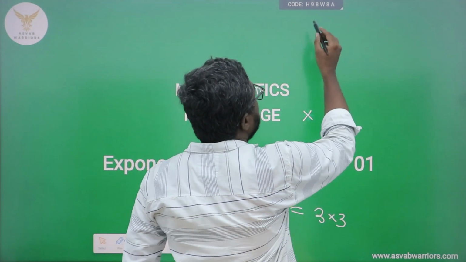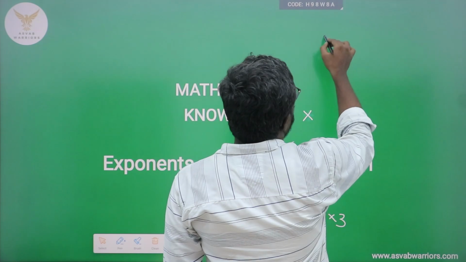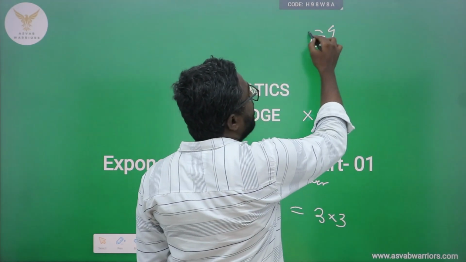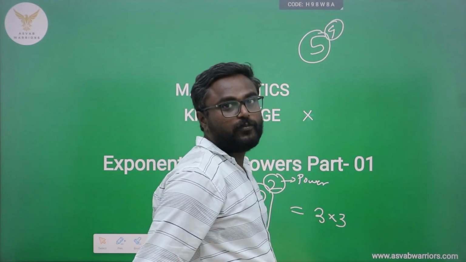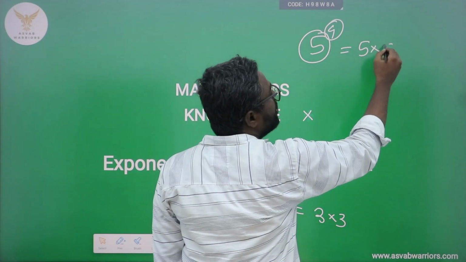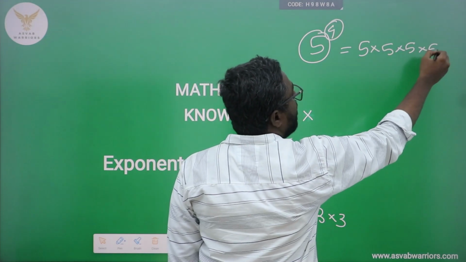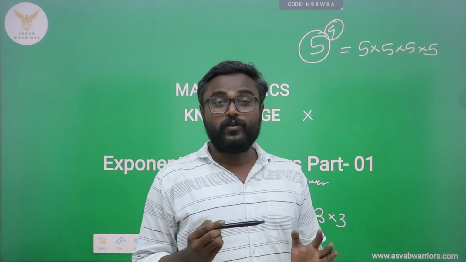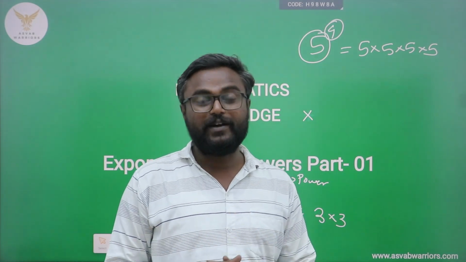Now just imagine if it was 5 to the power 4. What does that mean? 5 is the base, 4 is the exponent or power. 5 to the power 4 means 5 is multiplied with itself 4 times. I hope you have understood the basic meaning of exponent, which is repetitive multiplication. And multiplication is repetitive addition. So do not get confused between multiplication and exponents.